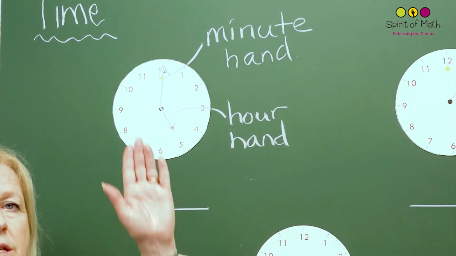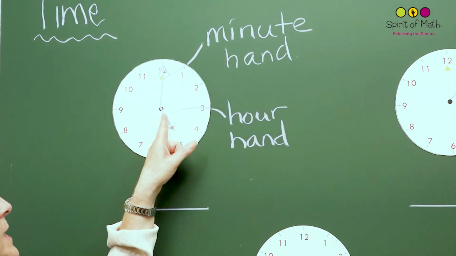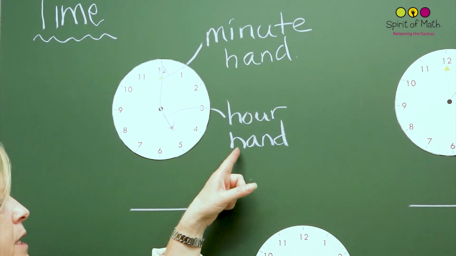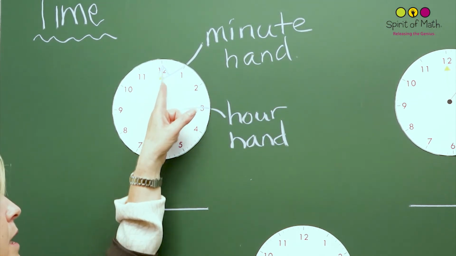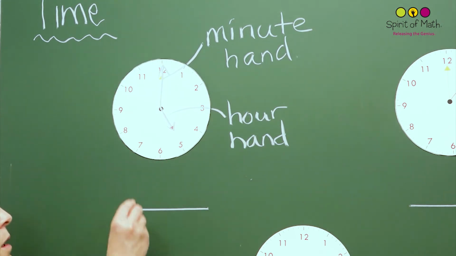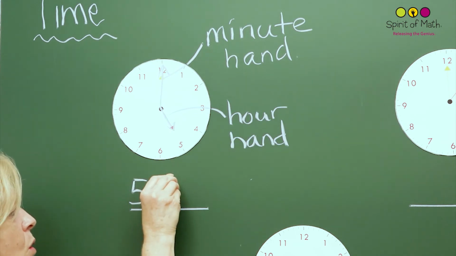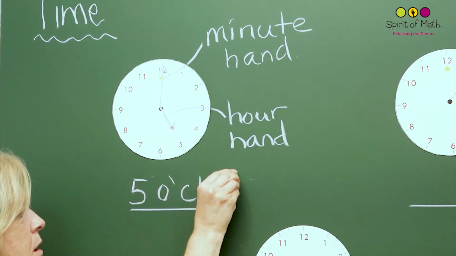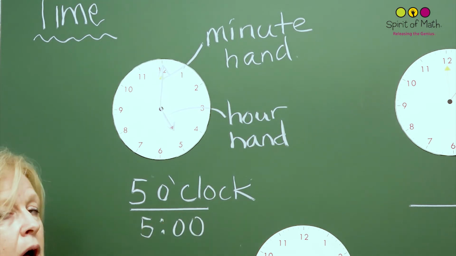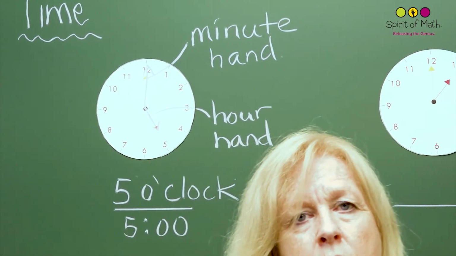If the minute hand is right at the top, then you say o'clock. If the hour hand is down here, it's 5, because it's pointing towards the 5. The small one is the hour hand. So the minute hand is up there, the small hand is down here. And you say that's 5 o'clock. So you can write it out as 5 o'clock, or you can put 5:00.